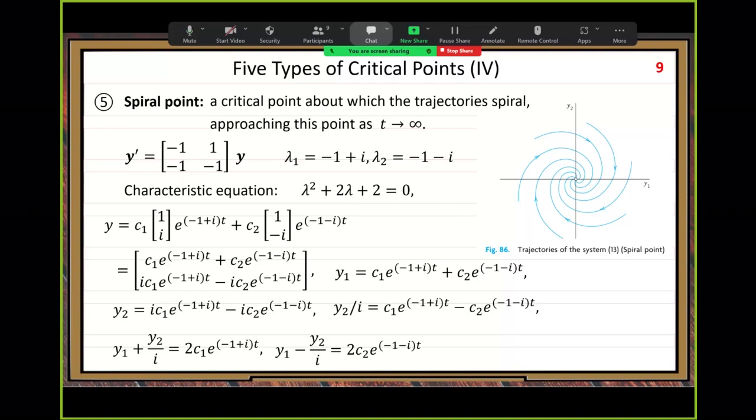Now let's multiply these two equations and see what we get. y1 squared plus y2 squared equals 2 C1 C2, but with an e to the negative 2t. Here, this t is hard to eliminate, so let's keep it, because from this equation we can see the spiral shape.